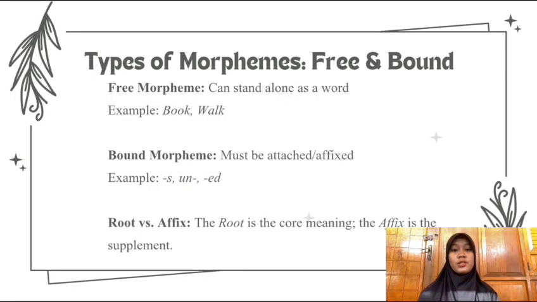For example, words like book, wall, cat, or green are all free morphemes because they already have a clear meaning by themselves. Number 2 is bound morphemes.